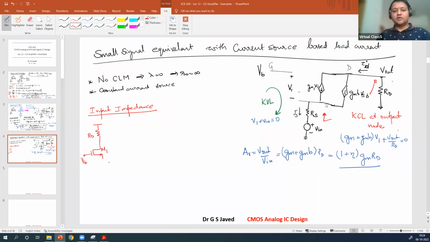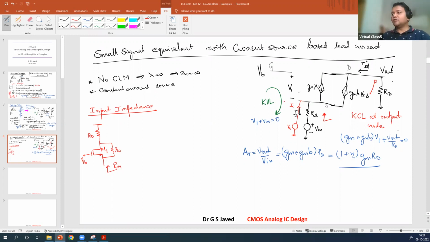VB, this is M1. Channel length modulation is present, so there is an output impedance R0. And this is the input impedance Rin that you see. So what will be the Rin? To measure Rin, you can apply a test voltage Vx directly at this point. This will be Ix. So we will find Rin as Vx over Ix.